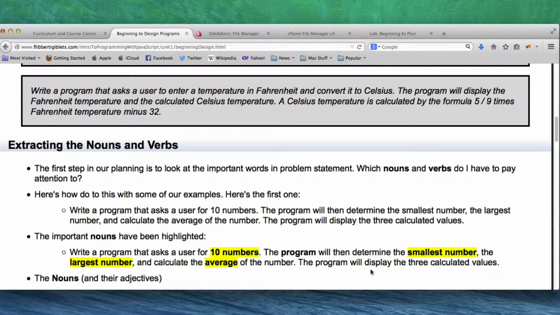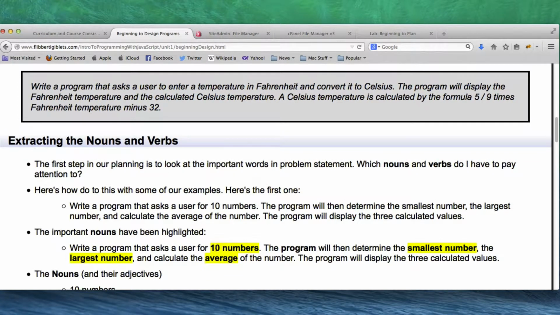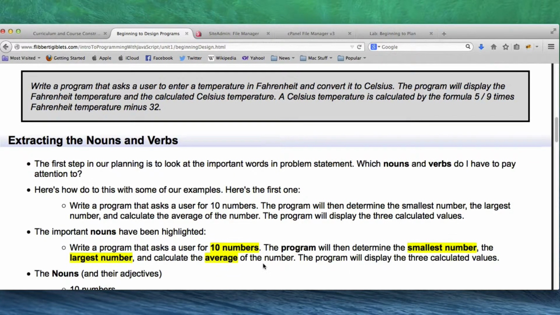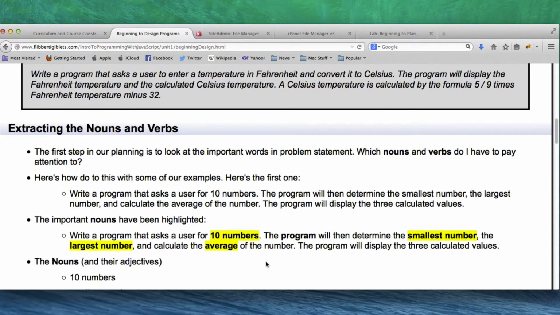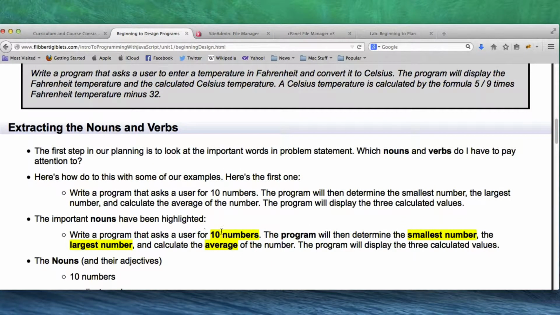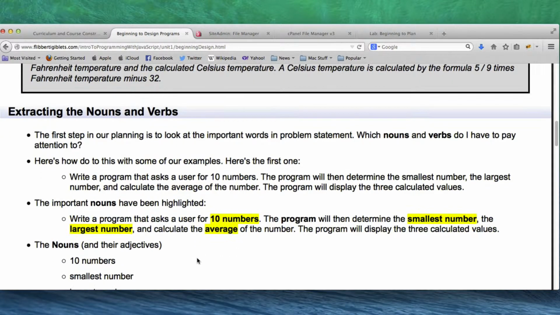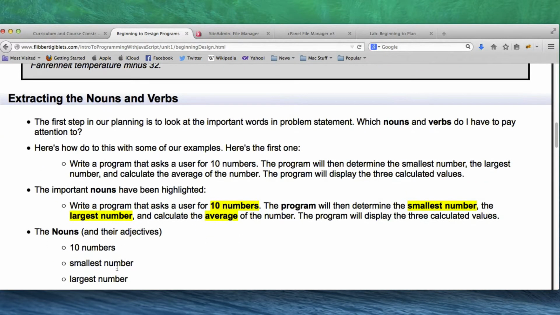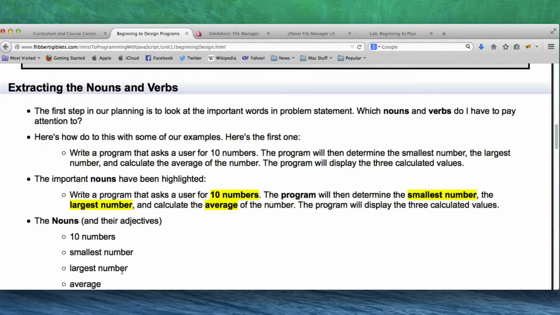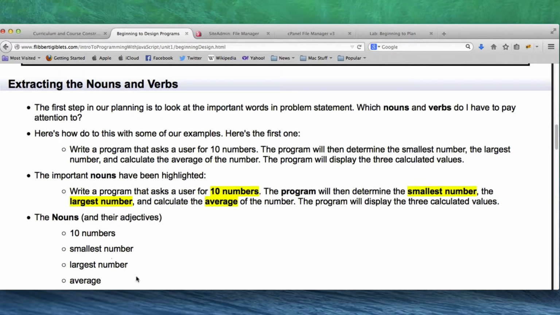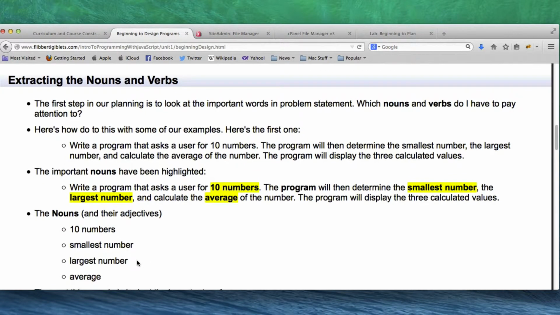The program will display the three calculated values. So it looks like what we have here is 10 numbers, smallest number, largest number, and average. All right, so I've got their descriptive adjectives for those nouns also. So 10 numbers, smallest number, largest number, and average are the important nouns. These are the things that the program needs to know to get the job done.